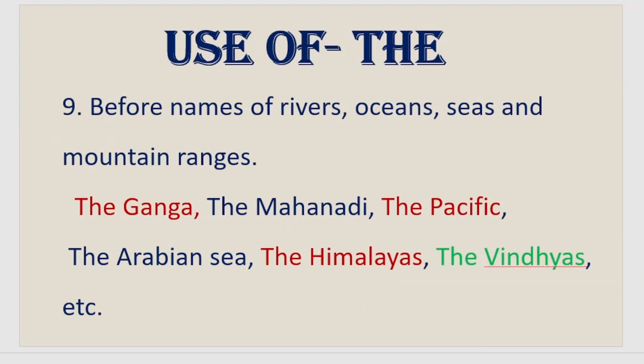Rule number 9. We use the definite article "the" before names of rivers, oceans, seas and mountain ranges. The Ganga, the Mahanadi, they are the names of rivers. The Pacific, name of an ocean. The Arabian Sea, name of a sea. The Himalayas, name of mountain ranges. The Vindhyas. So, we use the definite article before the names of rivers, oceans, seas and mountain ranges.